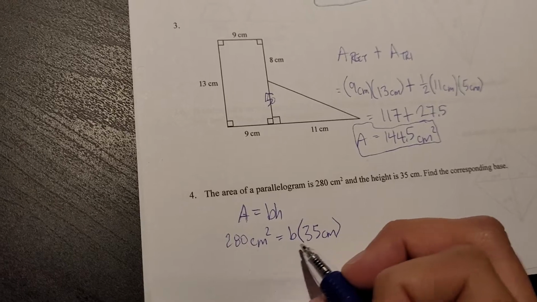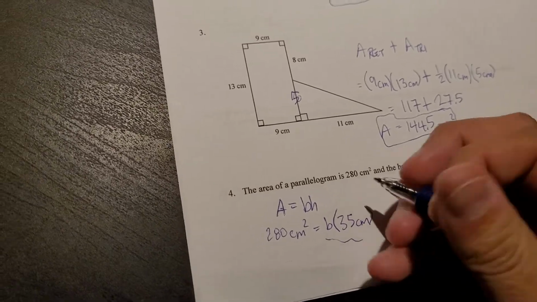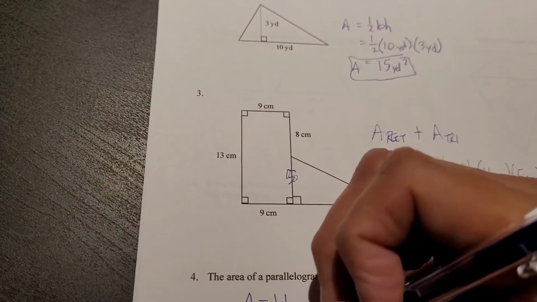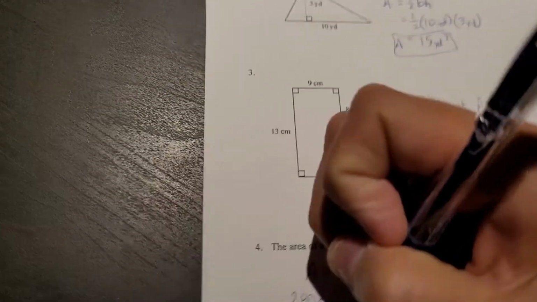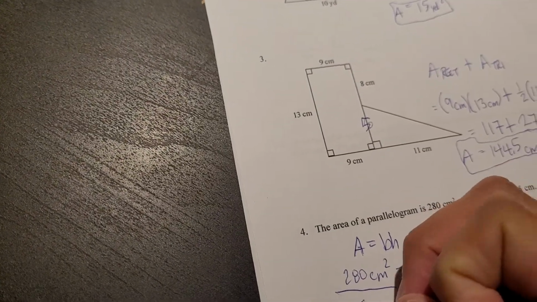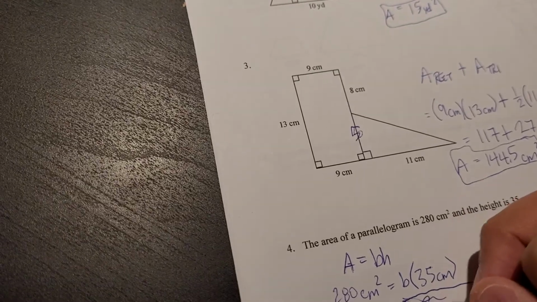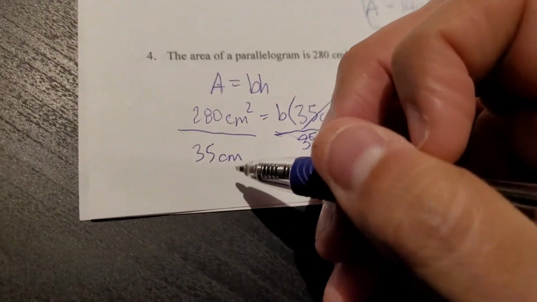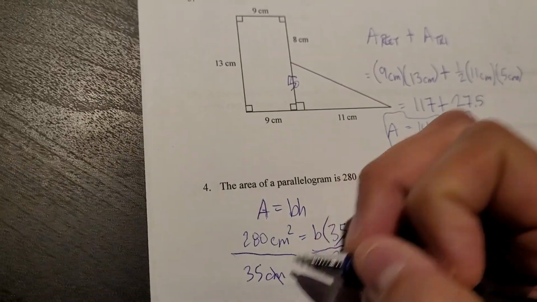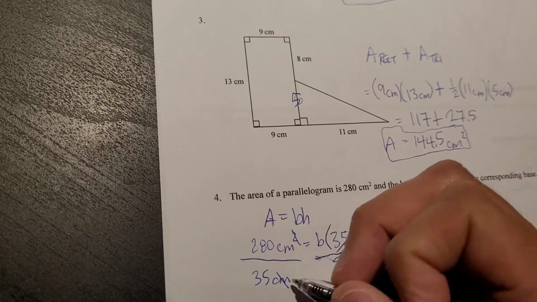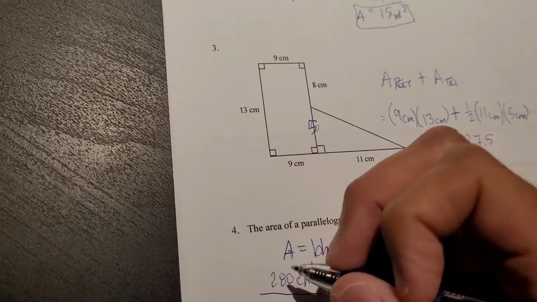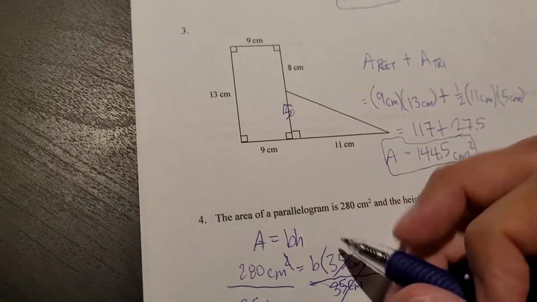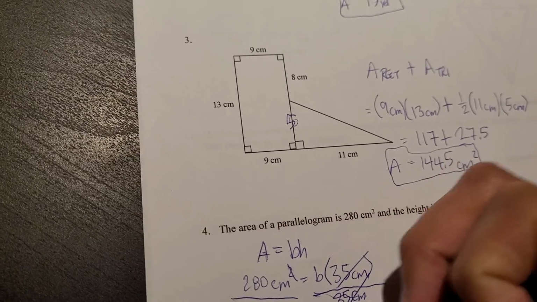So here I just want to solve this for the base. So let's just divide this by 35 on both sides. 35 centimeters, 35 centimeters. So this cancels right there on the right side. 280 divided by 35. First of all, this centimeter is going to cancel one of these, so my answer will still be in centimeters. And this will be my base. Base is going to be 280 divided by 35, which is 8. And this is going to be in centimeters.